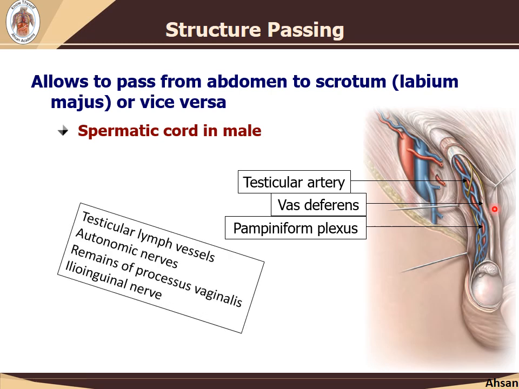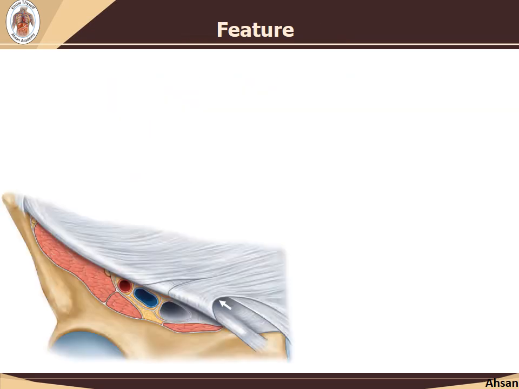In addition to this, some other structures also accompany these three to pass through this canal. In the female, it is a very small structure. The thin cord-like structure is the round ligament of the uterus. You can see this is the superficial opening of the inguinal canal, and the deeper one is at the mid-inguinal point.